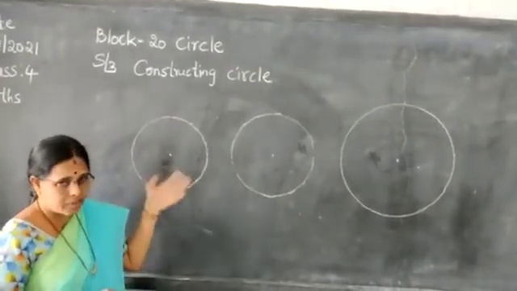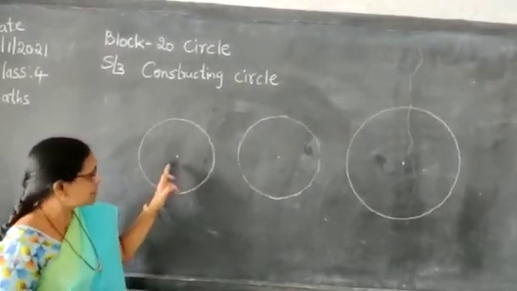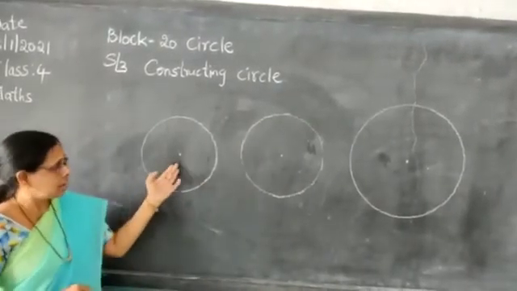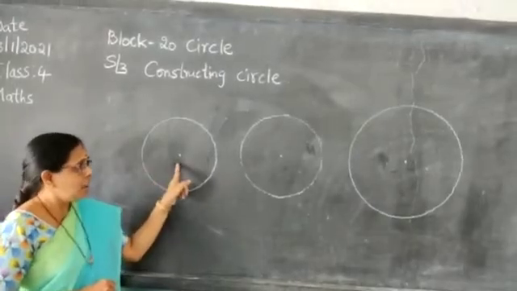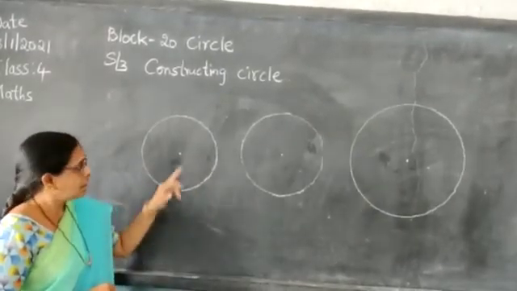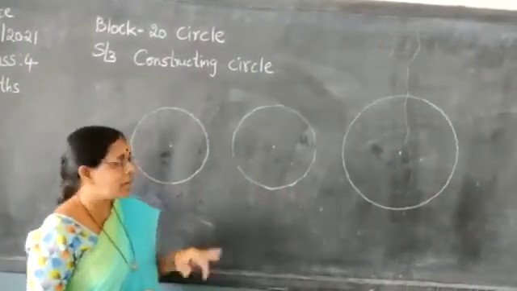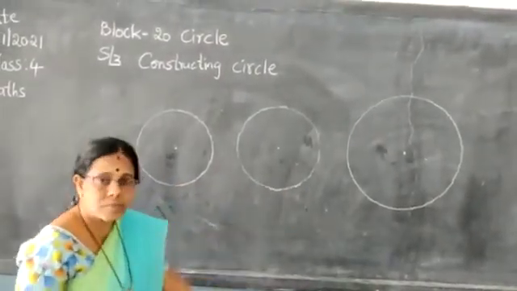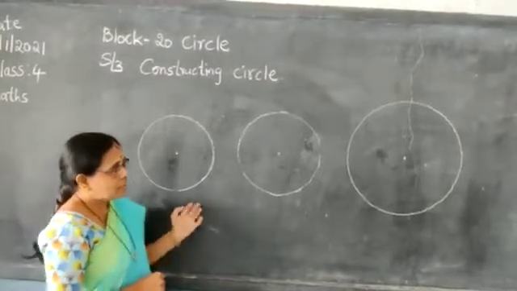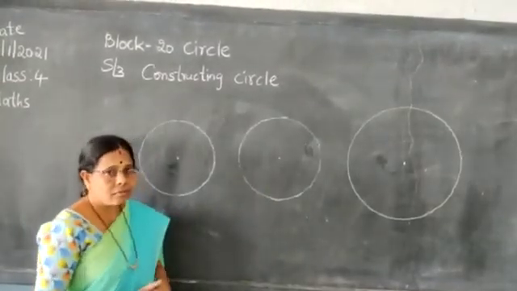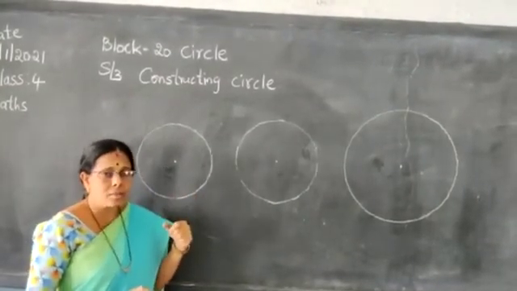See, what is similar here? The three circles have the same center point. And what is the difference? The difference is that the size of the circle is different. Children, observe, the size of the circle is different. So, how do we construct the circle? We construct the circle with the help of a compass.